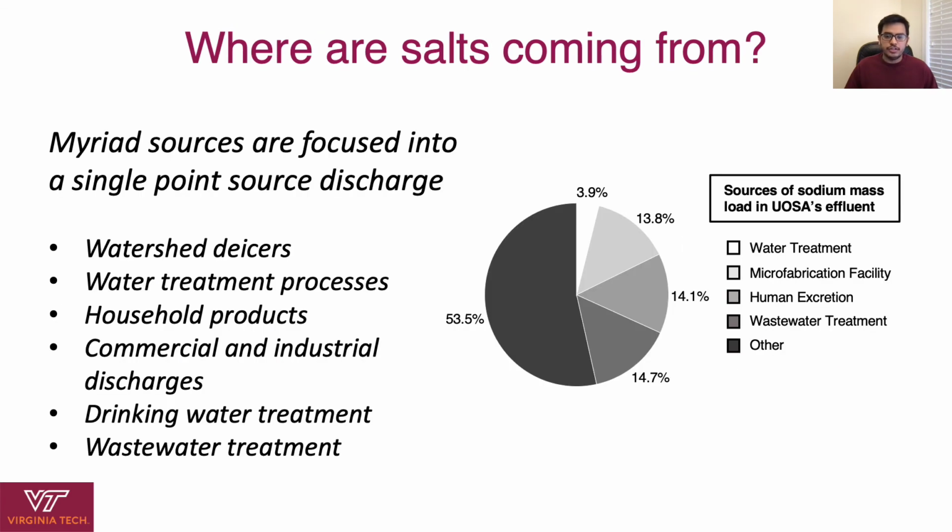Where are salts in UOSA's discharge coming from? Multiple sources of salt are focused into a single point discharge in the form of UOSA's reclaimed water. Based on data provided by the utility, we estimated that on an annual average, around 46% of daily sodium mass load in UOSA's reclaimed water comes from chemicals used in water and wastewater treatment, permitted discharge from a microfabrication facility, and from human excretion of UOSA's service population. The remaining 53% could come from the down-drain disposal of household products and other human activities in the sewer shed.